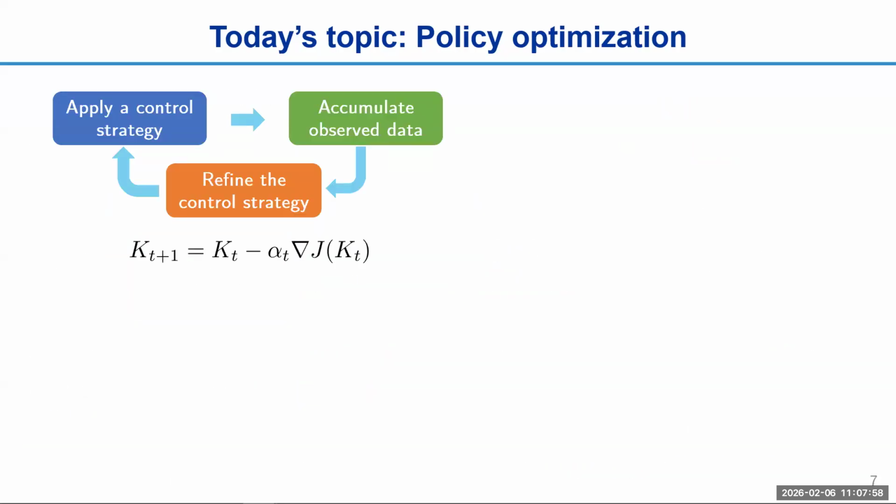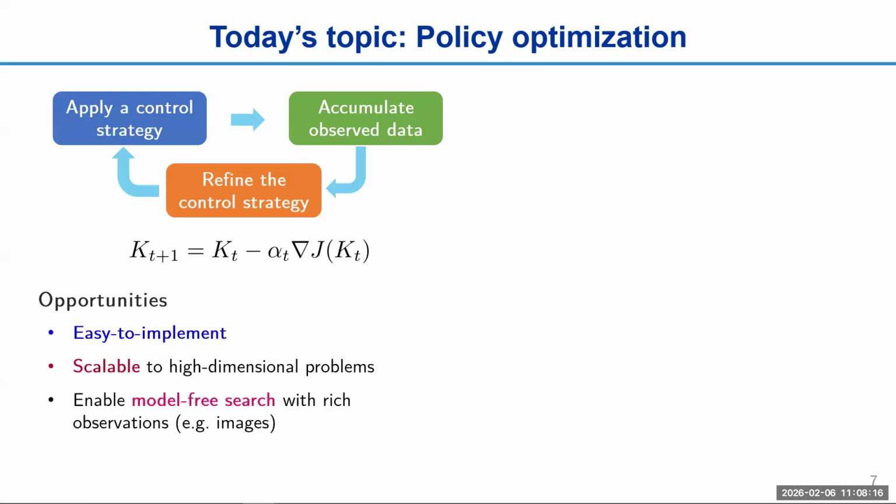So typically what do we do? We choose a control strategy like K, and then we apply this strategy to the system. We observe some data, and based on data, you can estimate the negative gradient of the current performance index. And we just refine the control strategy and then continue this loop. So this is a relatively simple idea and also easy to implement in simulation. And it's also scalable to high dimensional problems because you only identify the gradient. You don't need to do any model identification. And it enables model-free research, maybe with some images, with rich observations.